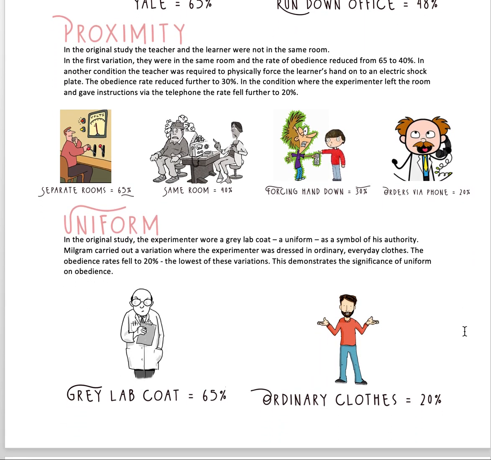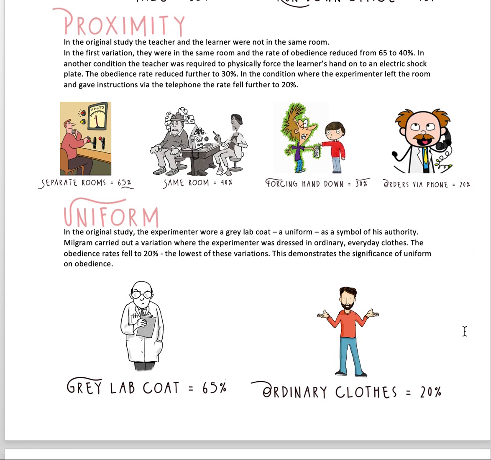He replicated it with different conditions regarding proximity. So the original, the learner and the teacher were in separate rooms. When they repeated it in the same room, obedience dropped to 40%. When the teacher had to force the learner's hand onto the electric plate, it dropped to 30%. When the experimenter gave the orders by the phone, it dropped to 20%.